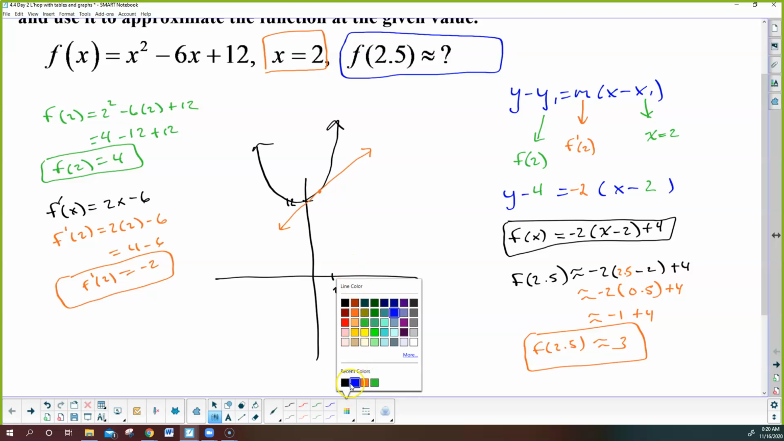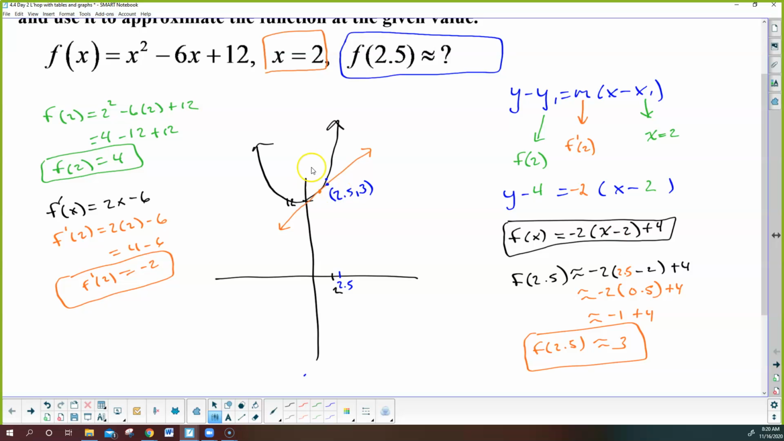Right? And then what did we do? We went over to 2.5. This is not going to be very accurate, but I went over a little bit. And instead of being the actual answer on the parabola, I used the tangent line right here to figure out what the output was. And I said 2.5 is equal to 3. So we found that in that video we watched last Wednesday, that you can use the tangent line to approximate values that are close to the x value that you found the tangent line for. And that's all this is.